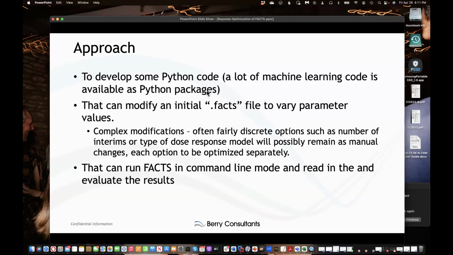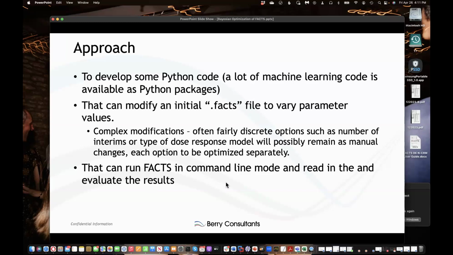And what the Python code does is it runs FACTS in command line mode. So it passes FACTS the command line, the FACTS file it wants simulating, it just runs it, and then it gets the results and is able to evaluate them.